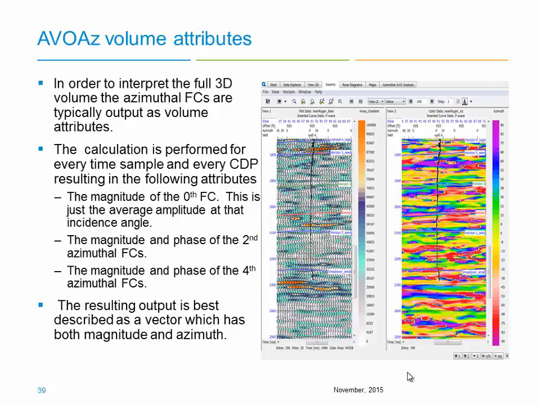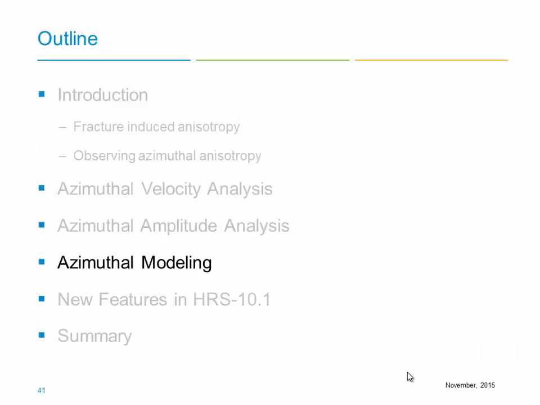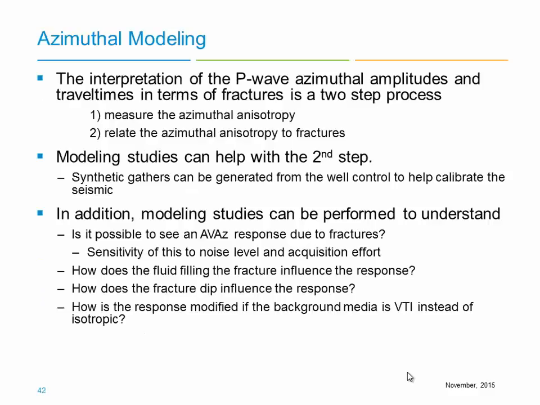And so what we see here is we get an estimate of the anisotropic gradient, and then also our symmetry axis. And then knowing these two pieces of information, the magnitude and the azimuth, we can then create this 3D visualization display where we have both magnitude and orientation information, and then try and relate this back to our well control and look for correlations. And relate it back to either fractures or to the stress field. Now, the major thing I wanted to talk about, or the last component, is the azimuthal modeling.